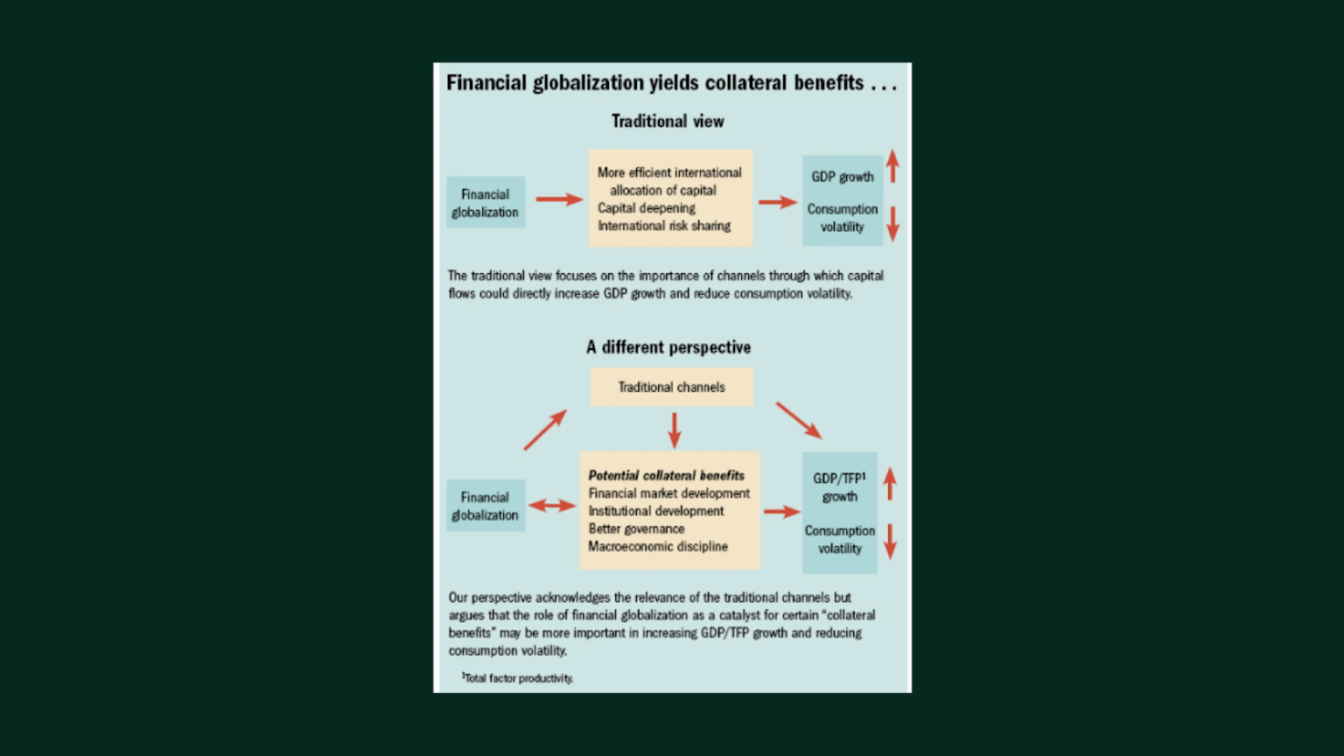So the traditional view focuses on the importance of channels through which capital flows could directly increase GDP growth and reduce the volatility of consumption. On the other hand, the different perspective acknowledges the relevance of the traditional channels, but it also argues that the role of financial globalization as a catalyst for certain collateral benefits may be more important in increasing GDP or total factor productivity growth and reducing consumption volatility.